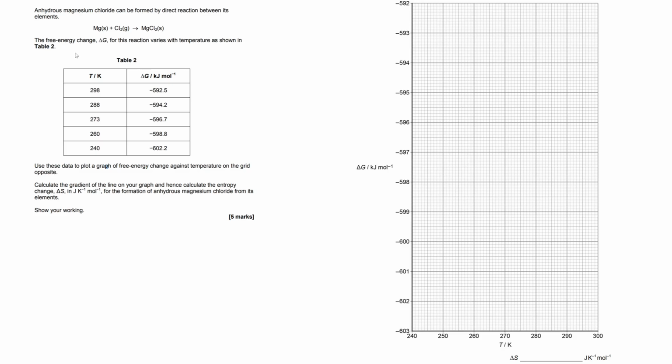And then it says the free energy change, delta G, for this reaction varies with temperature as shown in table 2. So this will always be the case here, okay? We've got a nice data table right here. Use these data to plot a graph of free energy change against temperature on the grid opposite. Calculate the gradient of the line on your graph and hence calculate the entropy change, our delta S right here, and it gives us a unit, very important here, joules per Kelvin per mole. Take a note of this. We have to show our working, okay?